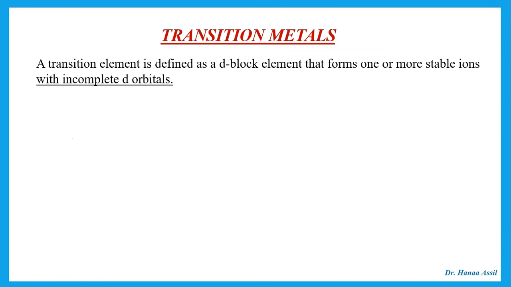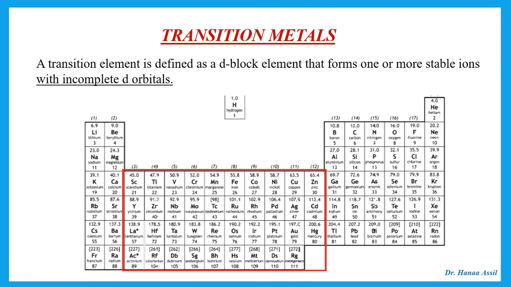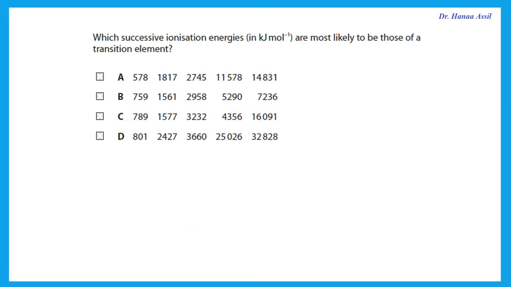Then we talked about transition metals, and we said which ones are regarded as transition metals. We said they have to be in the D block, so in that central part of the periodic table, and they have to have ions with incomplete d orbitals. So that's the definition of transition metals: D block elements in which the ions have incomplete d orbitals. We can also identify the transition metals from the successive ionization energies.